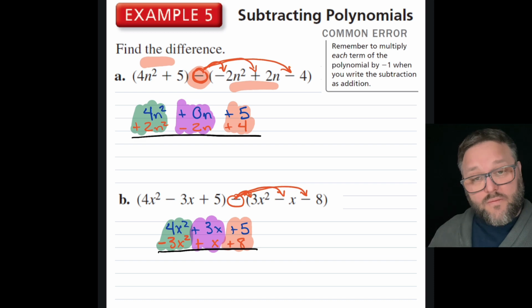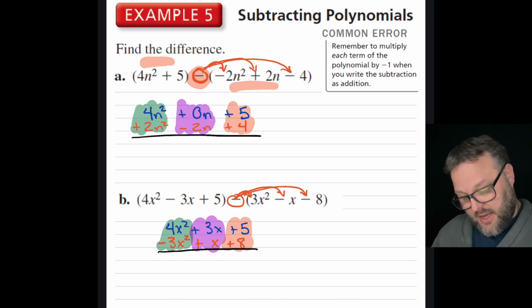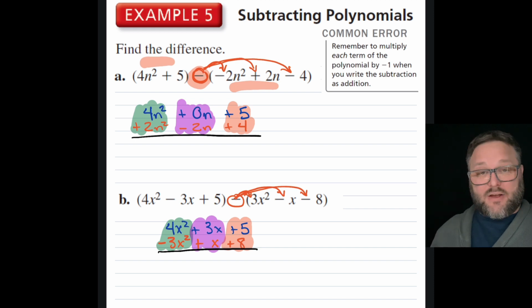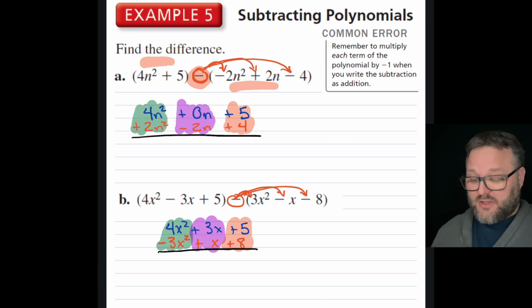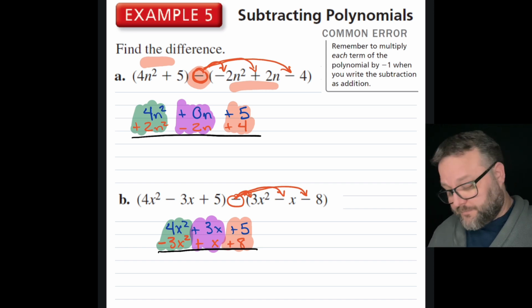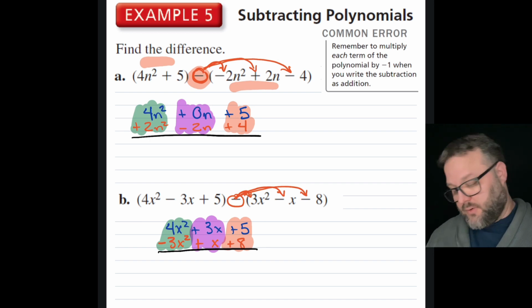All right, moving on from there. I've already done all the drawing. If you have any questions, make sure you ask about it in class. But that is how you distribute the negative sign. Each term you read as the opposite. So this is actually read as the opposite of negative 2n plus the opposite of positive 2n plus the opposite of negative 4. And that's how you read any subtraction problem as an addition problem.